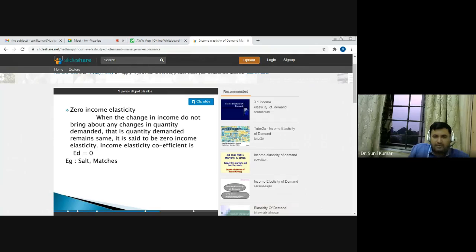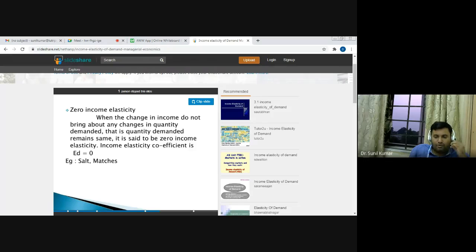Zero income elasticity of demand. Salt, matches, that is the matchsticks. So what is the zero income elasticity of demand? EY is equal to zero. It is denoted ED in the book, but you write EY, income elasticity of demand. Here a change in income will have no effect on the quantity demanded, like in the case of salt. Full stop. After that you write.